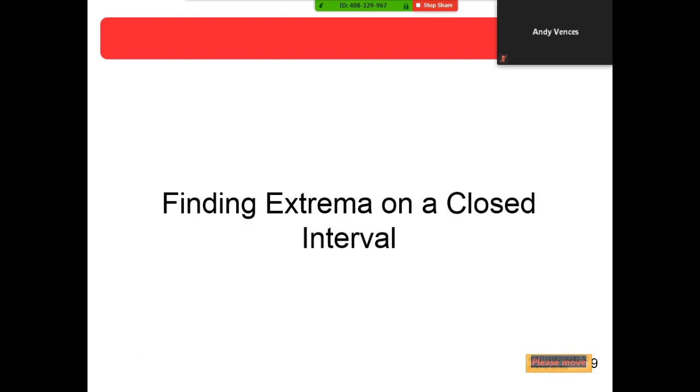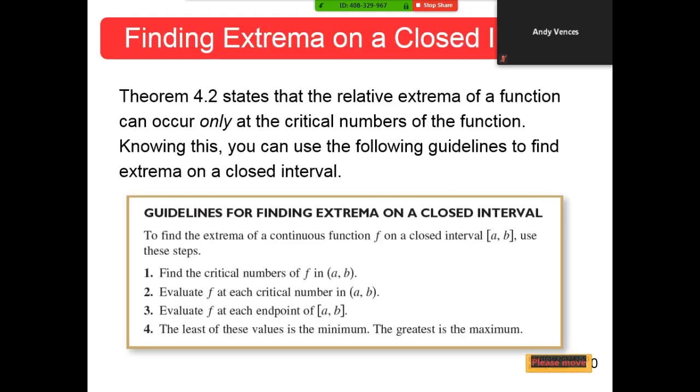We're moving on to page 209, finding the extrema on a closed interval. These now can be absolute extrema as well as relative extrema. Theorem 4.2, the one we just were talking about, states that the relative extrema of a function can occur only at the critical numbers of the function. Relative extrema, remember that. Knowing this, you can use the following guidelines to find extrema on a closed interval. Not an open, but closed.